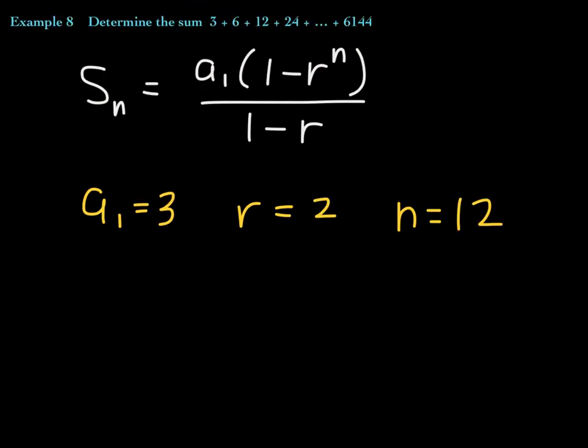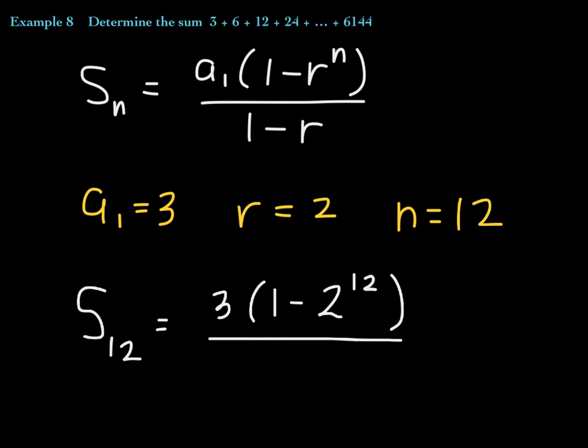All right, with these values known, I can now find the sum of the first 12 terms here. And so it is, I'm using the formula, 3 times 1 minus r to the 12th, oops, sorry, r is 2. So 2 to the 12th power. All of this over 1 minus r, which is 1 minus 2. Cool?